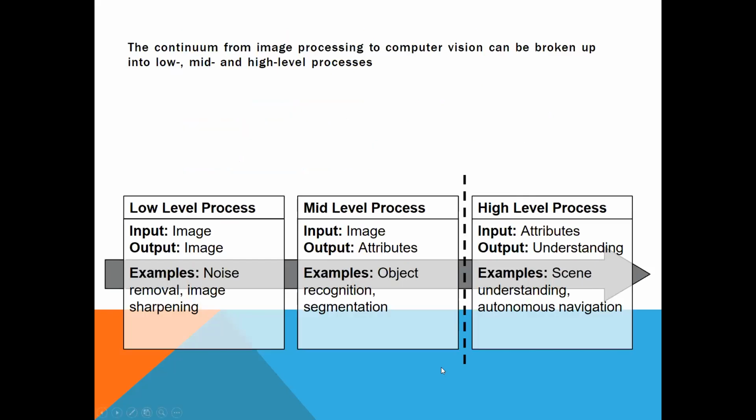Fine. So the continuum from image processing to computer vision can be broken up into low-level, mid-level, and high-level processes. Low-level processes take input images, like noise removal and image sharpening. Mid-level processes involve image attributes, object recognition, and segmentation. In high level, we use scene understanding, autonomous navigation, and all these things. So these are various levels of the process.